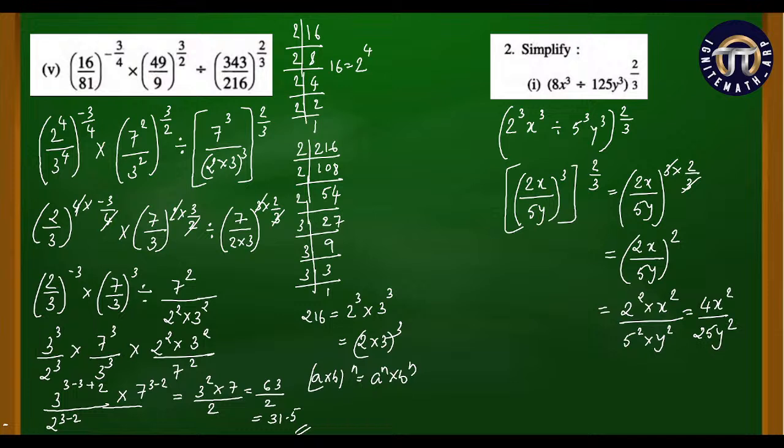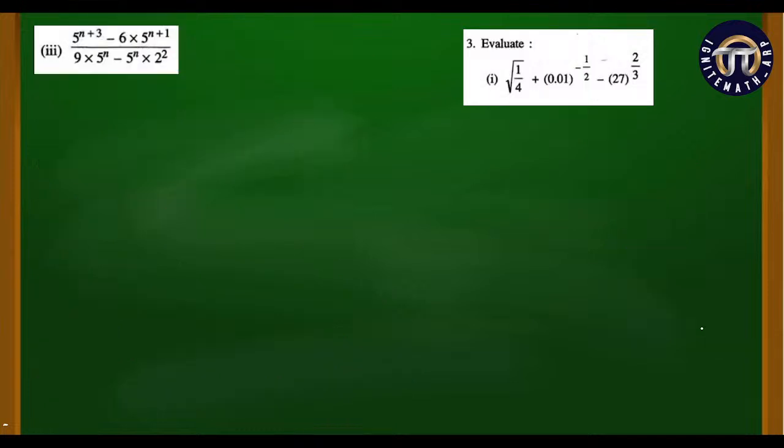So now let's move to the next question. The next question is, pay attention, children. Here I have 5 to the power of n plus 3. I'll keep this as 5 to the power of n plus 3 as it is, minus 6 into 5 to the power of n plus 1 by, so here 9 into 5 to the power of n is there, minus 5 to the power of n into 4 I will write. In place of 2 to the power of 2, I'll just write 4.